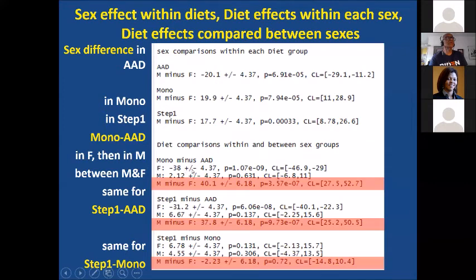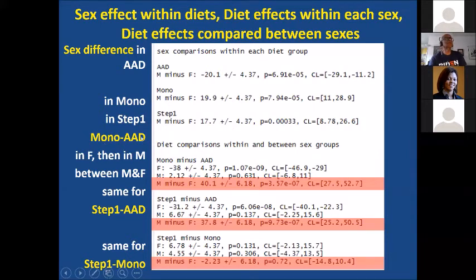You have, within women, this is the diet effect. Diet effect is minus 38 in women and plus 2 in men. And it gives you the p-values for each. And then it compares these 2 numbers. It asks, is the diet effect going from AAD to mono, is that diet effect different between men and women? As you can imagine, this is highly significant because women went down a lot and men actually went up. So it's highly significant. So that's what it does.